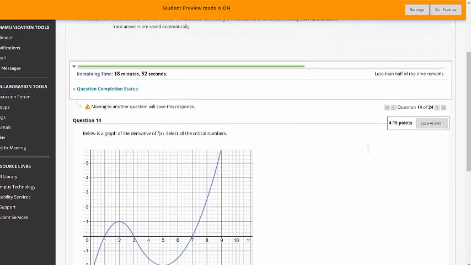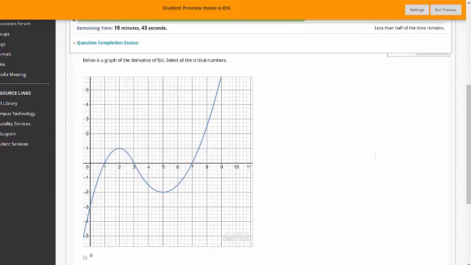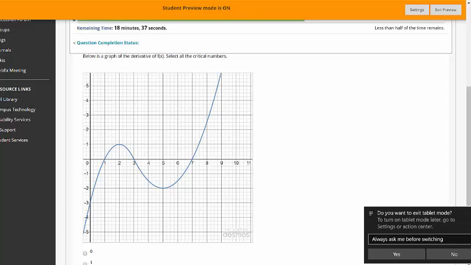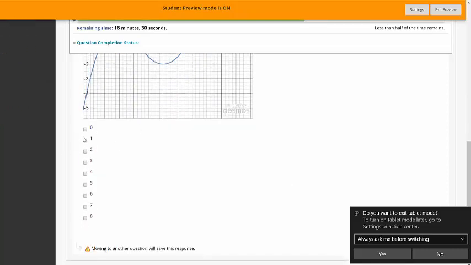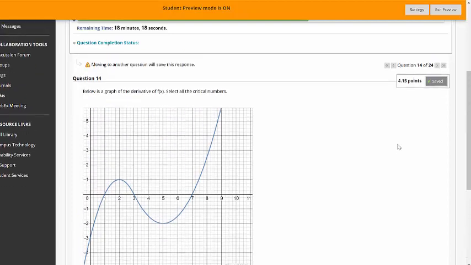Below is a graph of the derivative of f of x. That is, we're looking at a graph of f prime. Select all the critical numbers. All we got to do is look at this and see where the graph crosses the axis, because that's when it'll be 0. And so we have 1, 3, 7. And so we go 1, 3, 7. Okay, awesome. Make sure it's saved. It is. Good. Let's move forward.